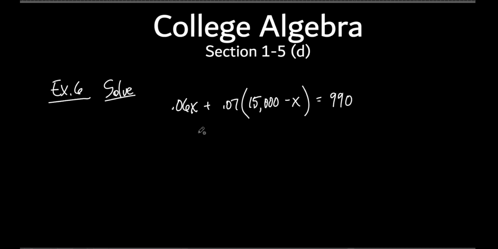All right, so what we want to do is we want to get rid of the decimals. Think of the problems before this, we got rid of fractions. Remember that? We found a common denominator. We multiplied everything by that common denominator. Well, this time, we're kind of going to do the same thing. But look at the decimals. I got a 0.06 and a 0.07.